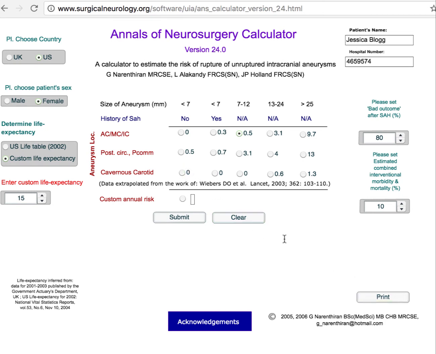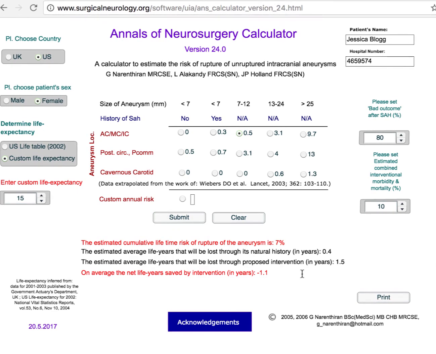So now on the summary, we said we want to look at the rupture risk for an anterior circulation aneurysm, which is 7 to 12 millimeters in diameter, and in the ISUIA data that will be a risk of around 0.5%, and we have gone for a custom life expectancy. The calculation is for the next 15 years, and we are saying that the surgical risk of severe morbidity or mortality is 10%, and that if 100 patients had subarachnoid hemorrhage and you did not do anything at all, then 80% would be very severely adversely affected. So now let's submit and see what the report says.